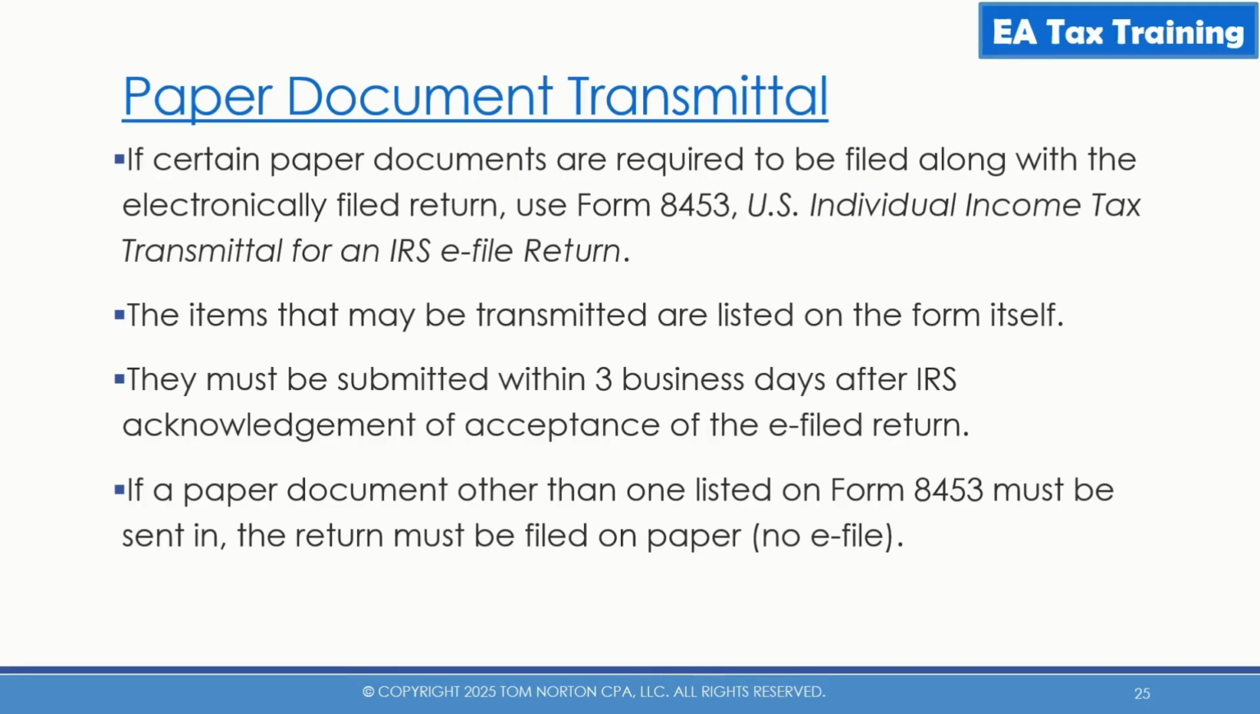Paper document transmittal. There are certain paper forms and documents that are required to be filed along with electronic returns in certain circumstances. If you have any of those, then you as the ERO have to send those along in the mail to the IRS, and you transmit them with this form 8453. The items that may be transmitted with the 8453 are listed on the form itself. We're going to look at it here in a minute.